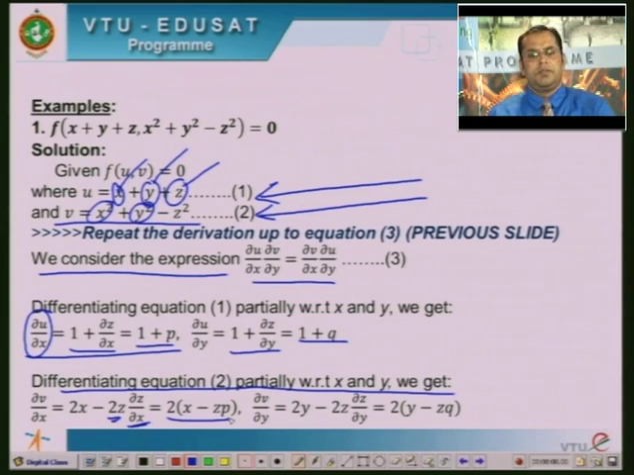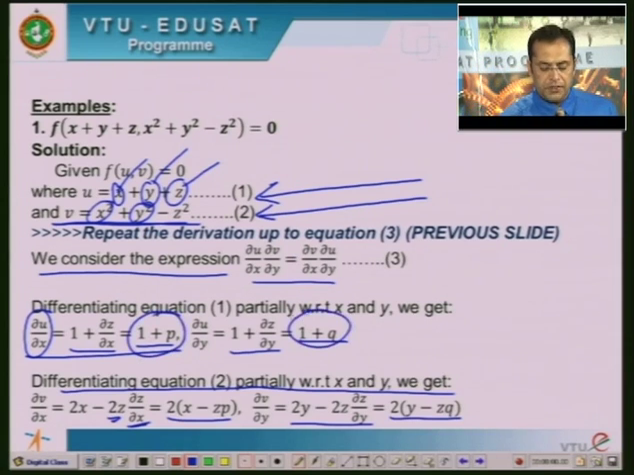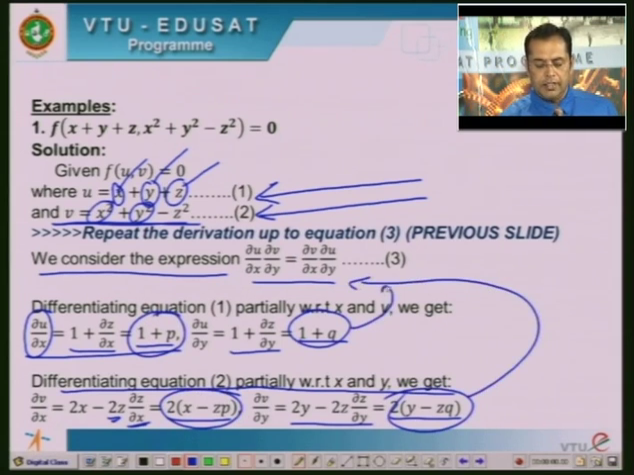Similarly, dou v by dou y will be: x square is 0, y square is 2y. What about z square again? Because z depends on x and y, z square is first 2z followed by dou z by dou y, because you are differentiating partially with respect to y. So, you will get 2y minus 2z into dou z by dou y, or it is 2 times y minus zq. Now, these 4 partial derivatives are directly substituted in this equation.